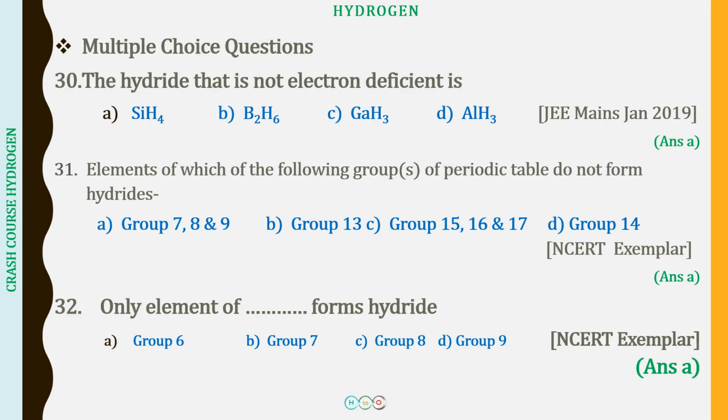The next we have, there are three questions. I'll just quickly do them. The hydride that is not electron deficient is. Now, as far as covalent hydrides are concerned, they are going to be of three types: electron deficient, electron precise, and electron rich. All the group 13 element hydrides are called electron deficient hydrides because for them the central atom's octet will not be complete.